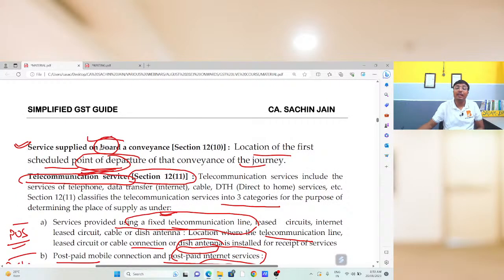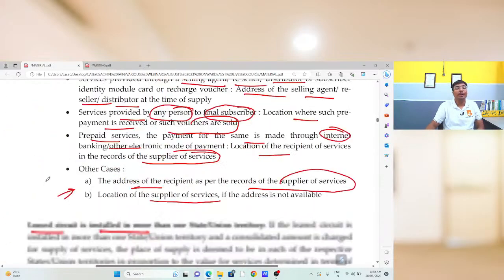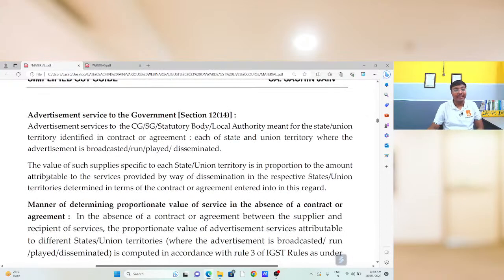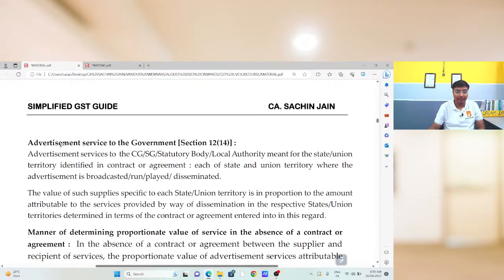Services supplied on board, in that case the first scheduled point of departure will be treated as the place of supply. And in case of telecommunication tower, we had already covered three different situations. So each and everything is okay for everyone.